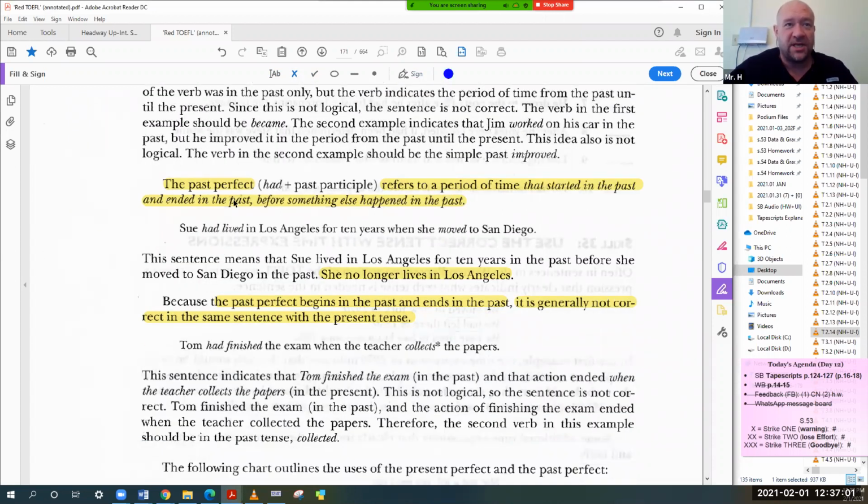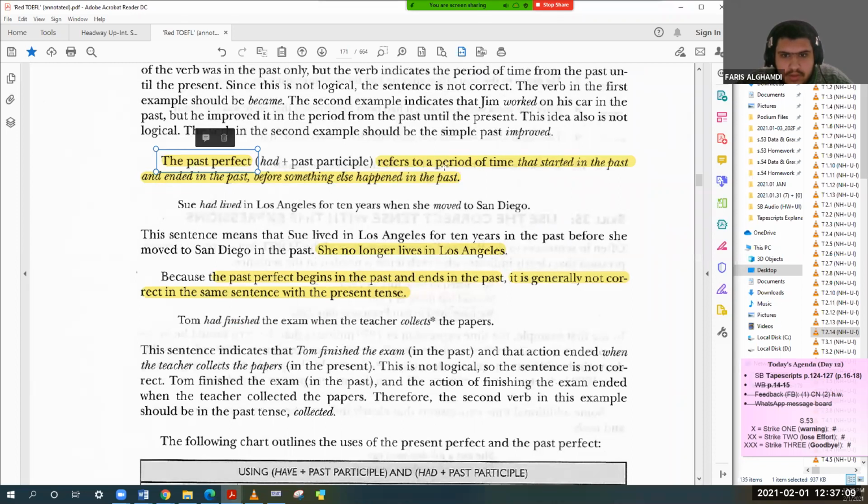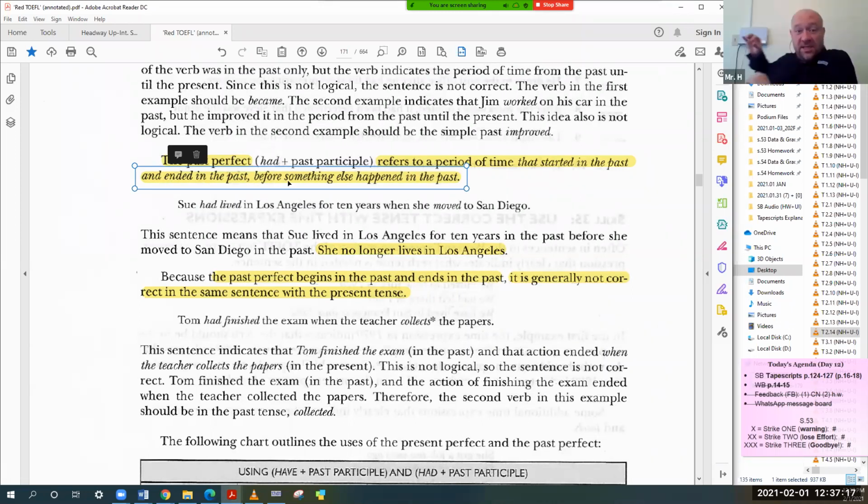All right. Let's move down. Faras Al-Ghamdi, you want to read this? The past perfect. Yes, I want. The past perfect refers to a period of time that started in the past and ended in the past, before something else happened in the past. Right. So it started in the past. It ended in the past. Okay? Right? So for example, in the past, it started before that and it ended before now. Not now, before sometime in the past. Okay? Example. Can you read the example, Hussein?